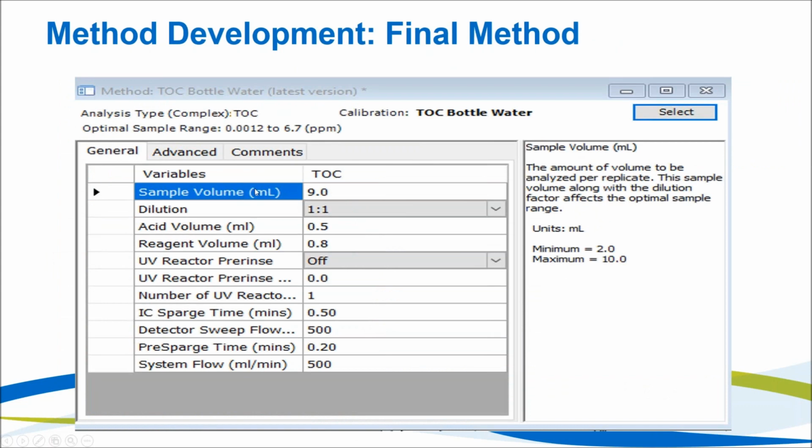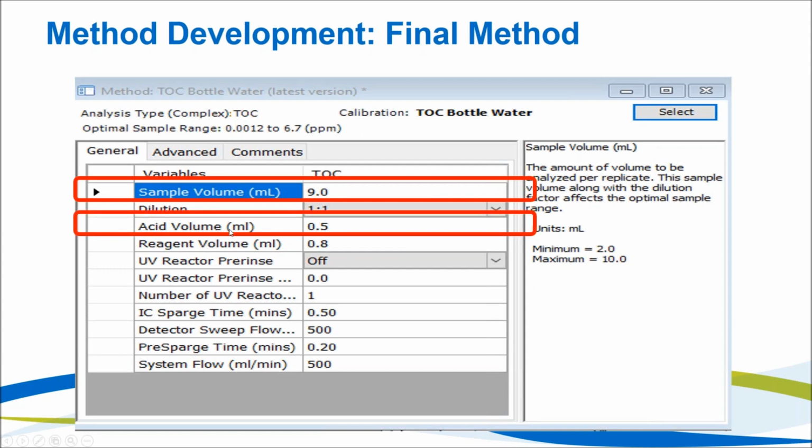The first thing I did was increase the sample volume. So again, I went from 6 to 9 mL of sample volume. What you see here changes, it tightens that sample range so you can see lower levels better. So I upped the sample volume and then I actually reduced the acid volume. I believe the default's 1 mL, I did 0.5 mL, and then same with reagent volume, I decreased that.